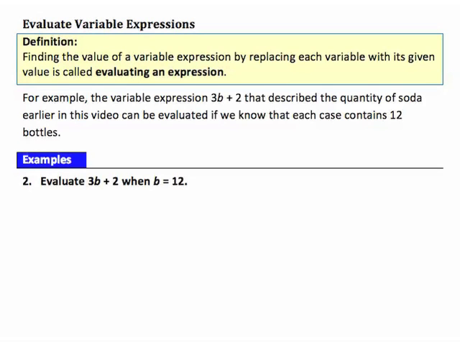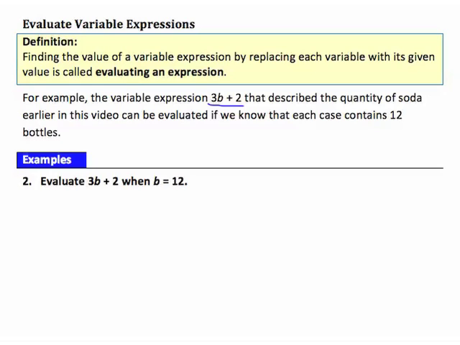Evaluate variable expressions. Start with a definition. Finding the value of a variable expression by replacing each of the variables with its given value is called evaluating a variable expression. For example, the variable expression 3b plus 2 that described the quantity of soda earlier in this video can be evaluated if we know that each case contains 12 bottles.